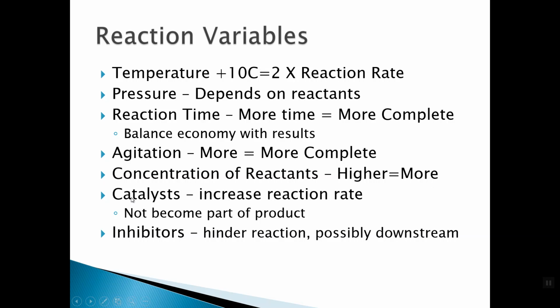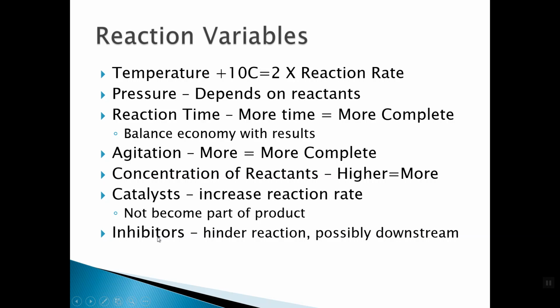Okay. Catalyst. A catalyst is something that increases the reaction rate but does not become part of the product. Okay, so it does not become part of the final product. Yeast is an example of a catalyst in our ethanol. It increases that reaction rate. It increases it so much that it wouldn't happen without it. But the yeast itself does not turn into alcohol, so it does not become part of the product. Okay. We talk about a lot of other catalysts when we meet in the hands-on lab. We'll show you what some of them look like as well.